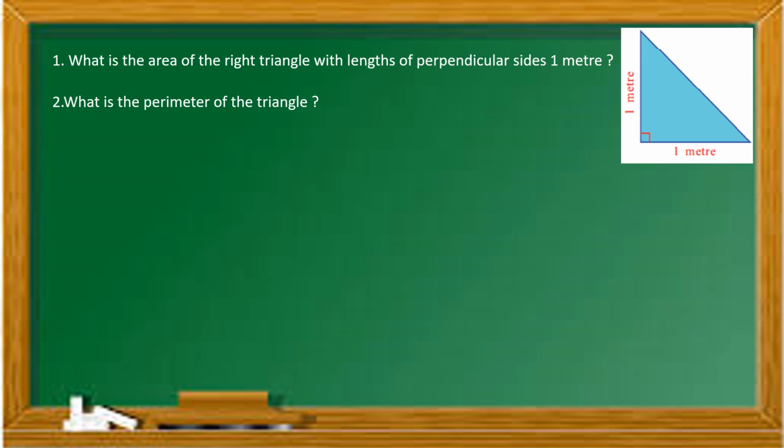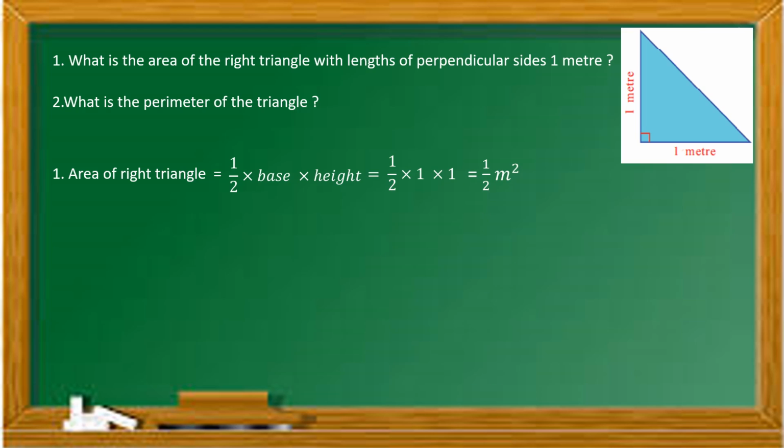Okay, first, how will you find the area? Area of right triangle is half into base into height. Here base is 1. Height is 1. So what we get? Half into 1 into 1. That is half meter square, isn't it?